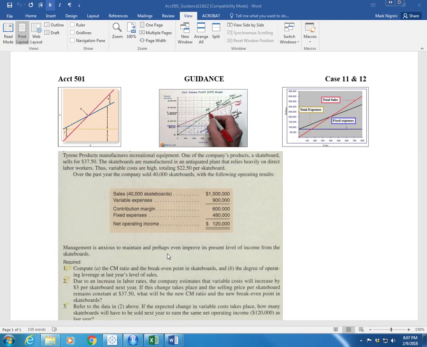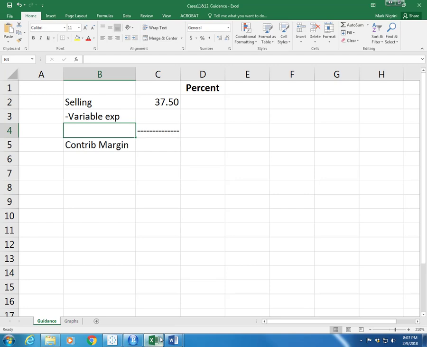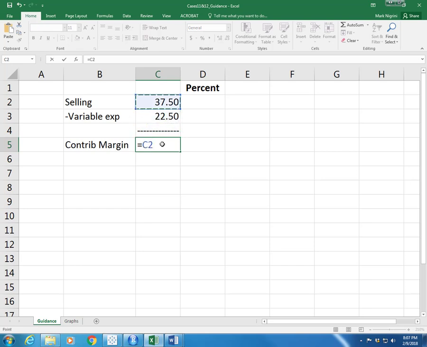We get given an opening situation over here, and number one talks about the contribution margin ratio and the break-even point. So, contribution margin is the selling price minus the variable expenses per unit. And we're given that in the opening paragraph at 22.50. And so if I want to get the contribution margin, it is selling price minus variable costs. Contribution margin, $15. Oh, we wanted the contribution margin ratio.